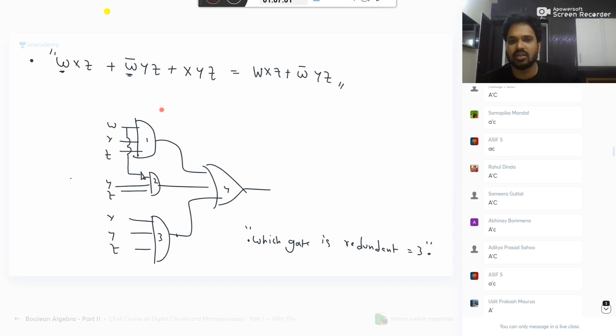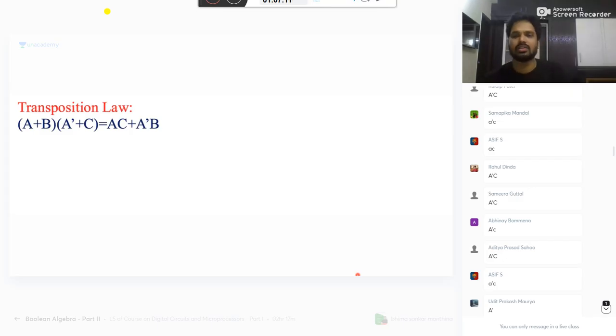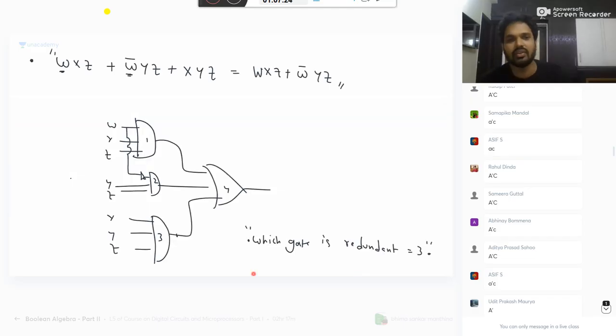Right. You can take direct z also common. That is also okay. Very good. So next, transposition law: AB plus A bar C equal to AC plus A bar B. Nishita, whatever, you can apply it.